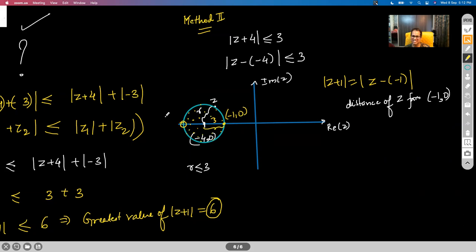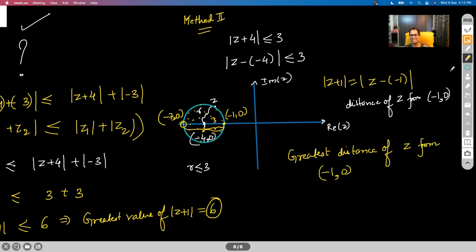And this guy is what? This guy is minus 7, 0. Correct? So what is this distance? You say, sir, simple, that distance is 6 units. So the greatest distance of Z from minus 1, 0 is going to be 6 units. That is, the greatest value of mod Z plus 1 is 6. Isn't it a nice and interesting way to get the same thing, without using any kind of an inequality and all those mathematical jargons?